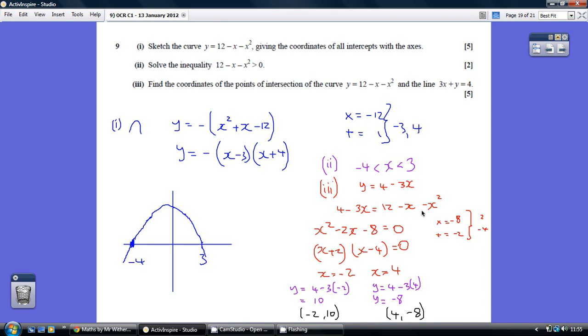Take this all over to the left hand side, so making it equal to 0. We've then got a very straightforward one to factorise. It gives us x plus 2, x minus 4. So our solutions are x equals minus 2 and x equals plus 4.